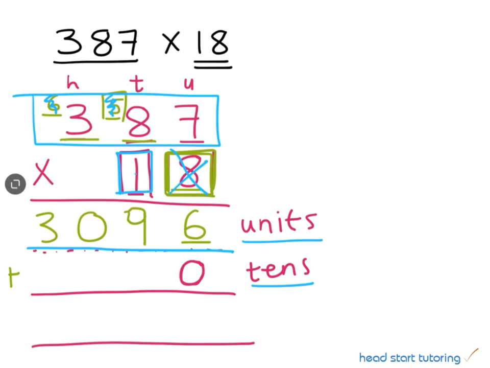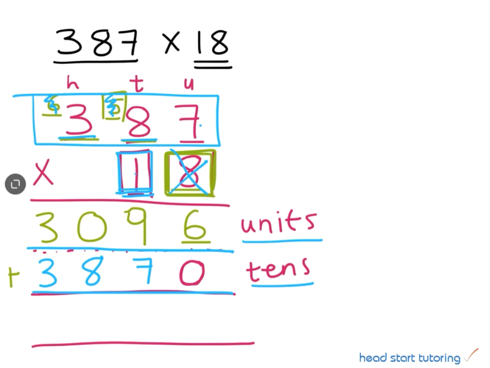Now we say 1 multiplied by 7 is 7. We say 1 multiplied by 8 is 8. 1 multiplied by 3 is 3. And there's our answer for our tens. So 10 times by 387 gives us an answer of 3870.